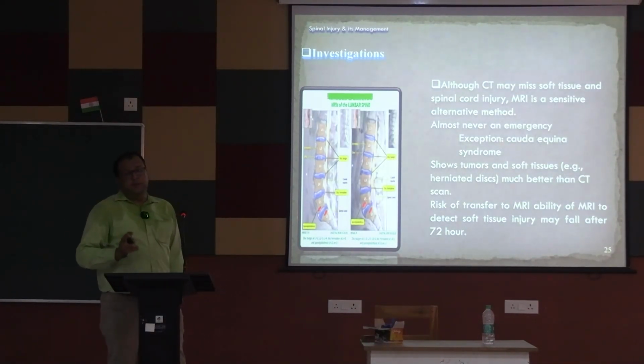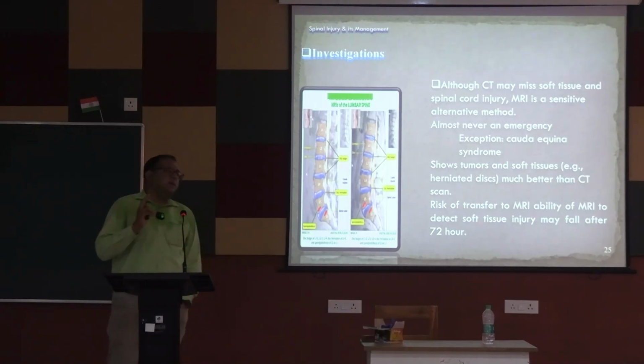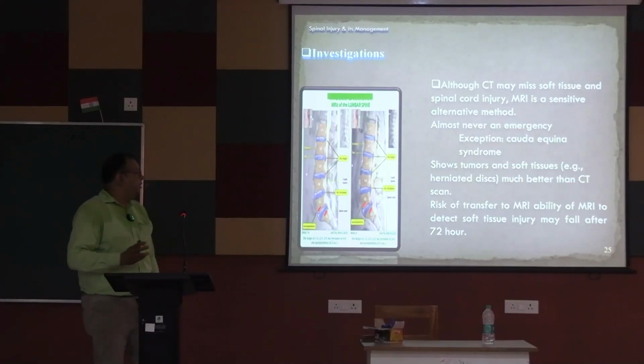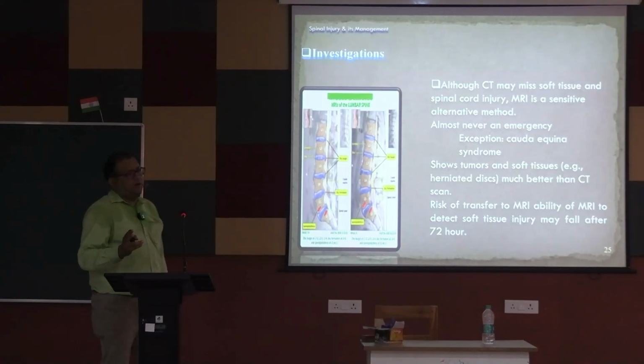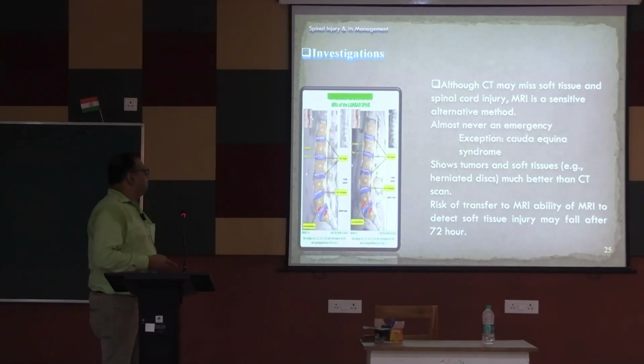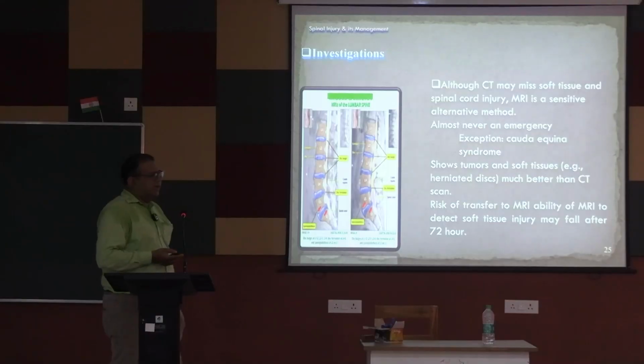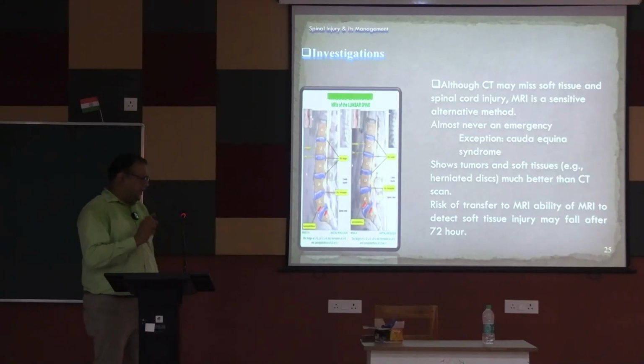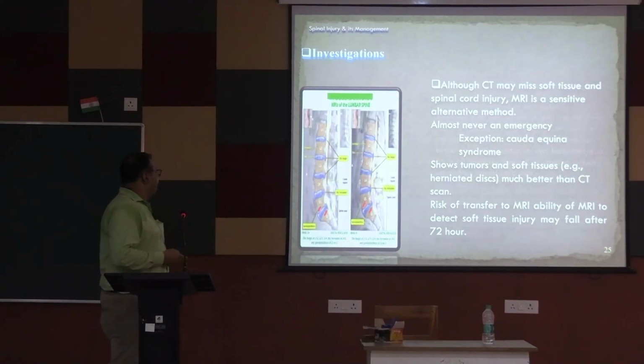CT misses the soft tissue. So if you need to know the status of the spinal cord and the nerves, then you need to get an MRI done, definitely, because otherwise you will not know which level the injury has occurred. MRI is obviously not an emergency procedure that we carry out. We do it later on. Initially, X-ray and CT scan will be enough.